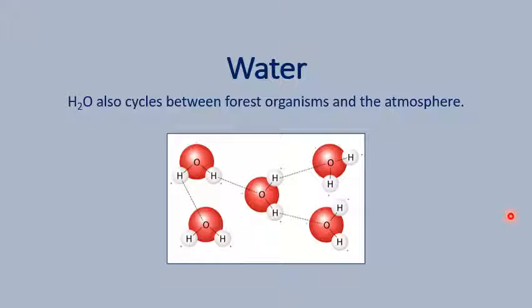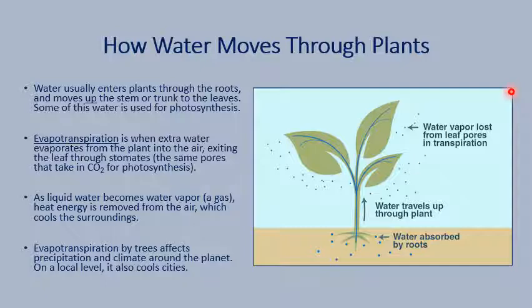Okay, so now let's move from carbon to water, water being H2O. Water is another substance which, like carbon, cycles constantly between forest organisms and the atmosphere. So let's go back to photosynthesis, but specifically focusing on the movement of water through a plant. A little tiny illustration here. Water is usually absorbed by the plant's roots from the soil. It then travels upwards into the leaves.